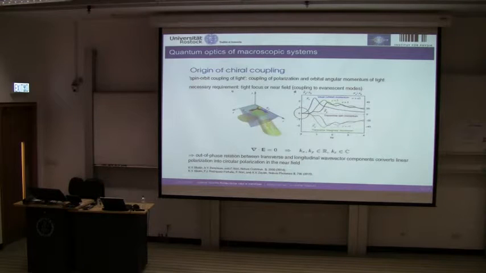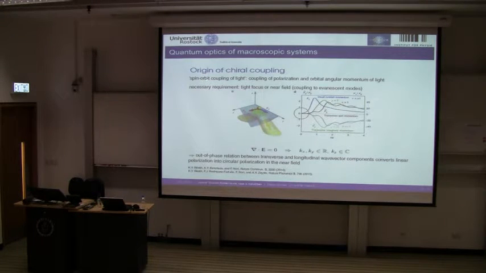And now I come to the origin of this chiral coupling, and I said this has to do with what people, particularly Konstantin Bliokh, call the spin-orbit coupling of light. Which is nothing else than the coupling of the polarization and the orbital angular momentum of light.